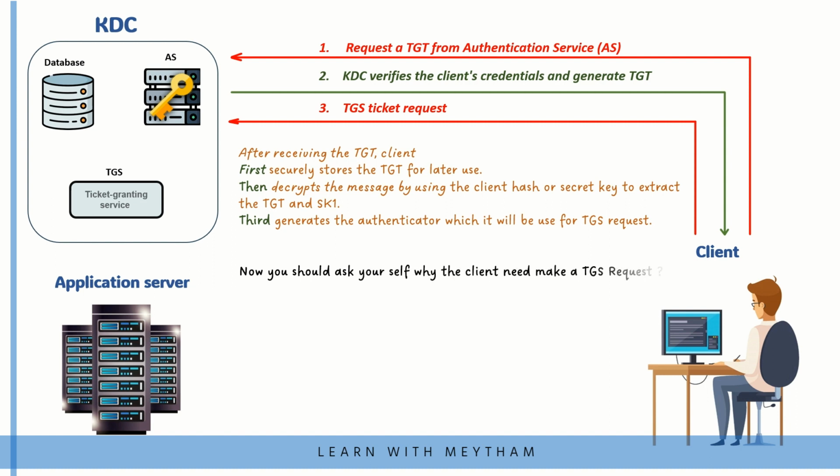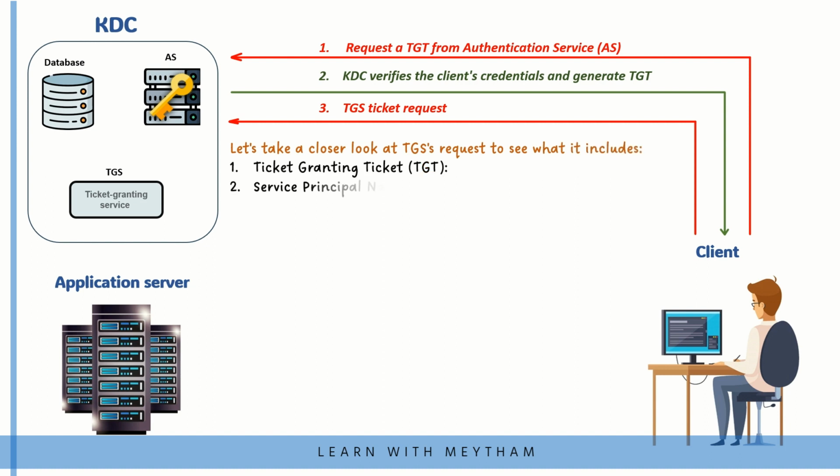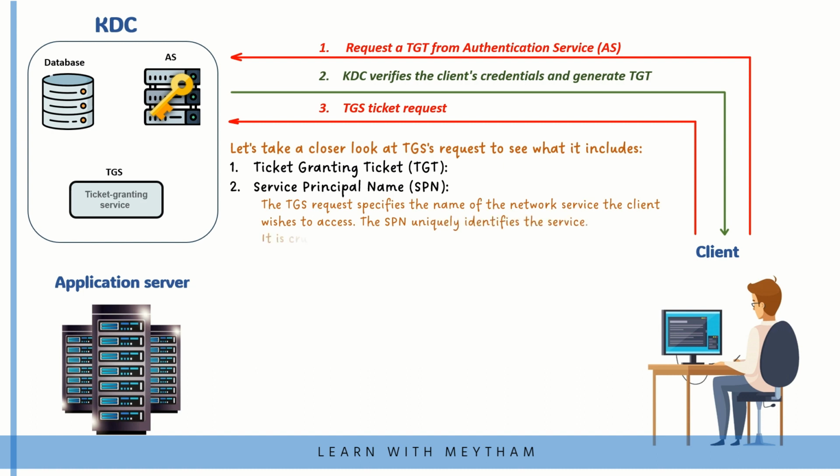Well, when the client wishes to access a specific network service, it initiates a service request to the TGS. Let's take a closer look at TGS's request to see what it includes. Ticket Granting Ticket, TGT. Service Principal Name, SPN. The TGS request specifies the name of the network service the client wishes to access. The SPN uniquely identifies the service. It is crucial for the TGS to determine which service's secret key should be used to encrypt the service ticket.